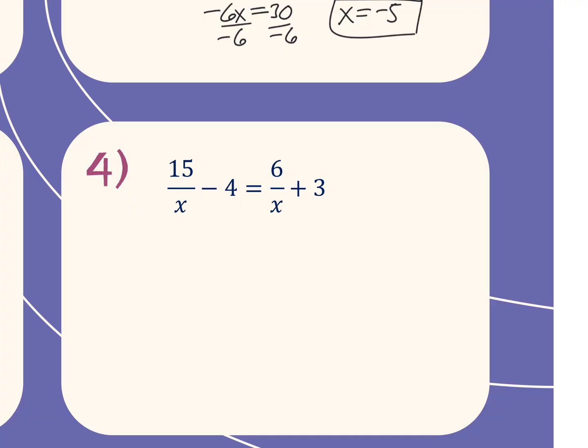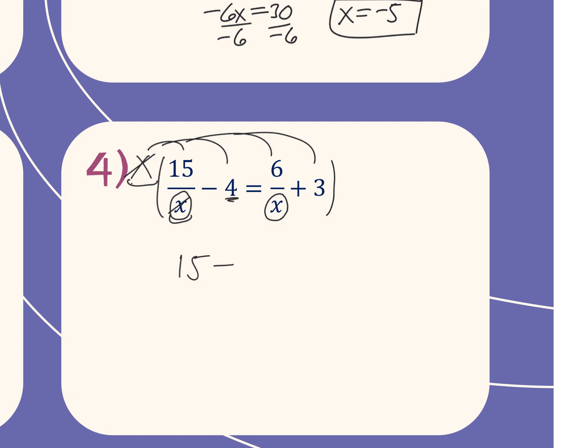The only difference with this one is that now I have a variable in the denominator. So x and x. In this case, our least common denominator is going to be x. If I distribute an x to everything, this x and this x are going to cancel out. So then that's just going to leave me with a 15 minus this 4 and this x are going to combine, 4x. This x and this x on the bottom are going to cancel out. So this is going to equal 6. And then this x and this 3 are going to multiply. This is going to get me a 3x.